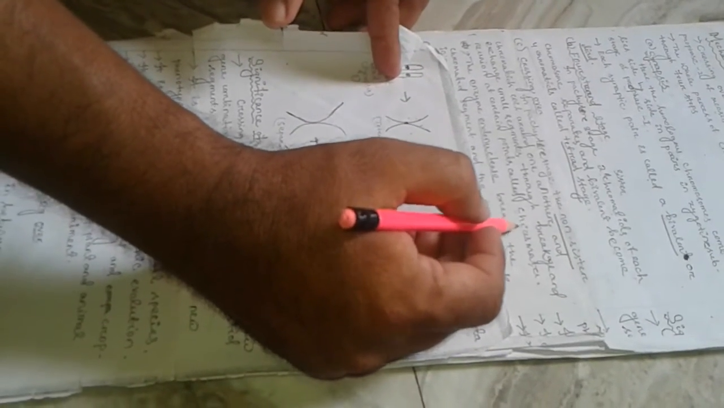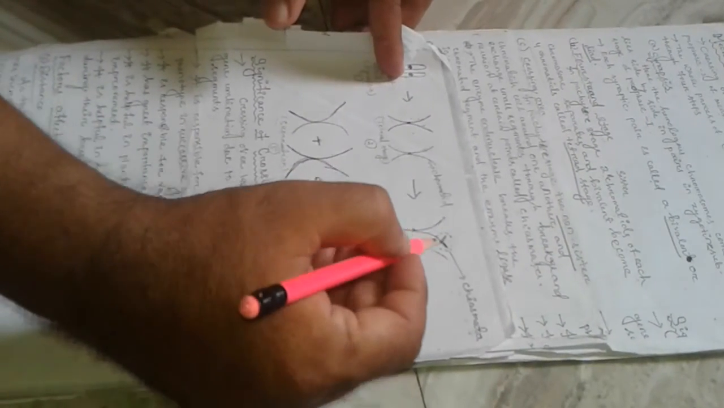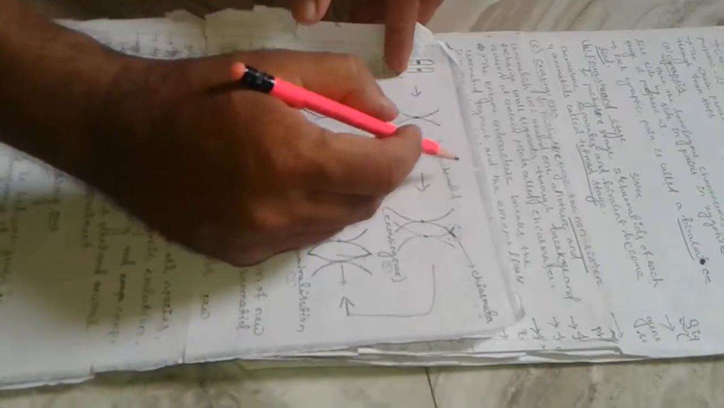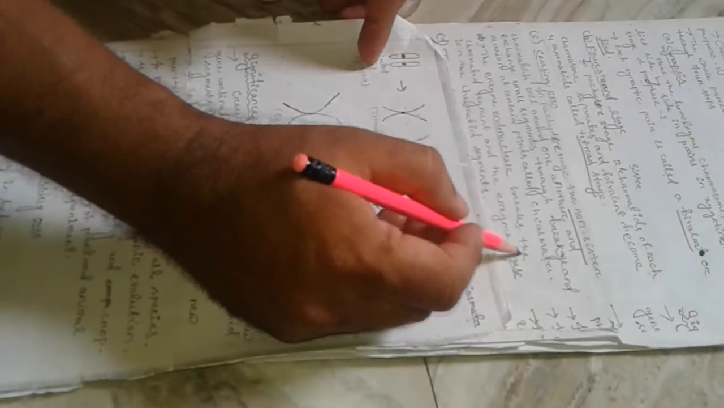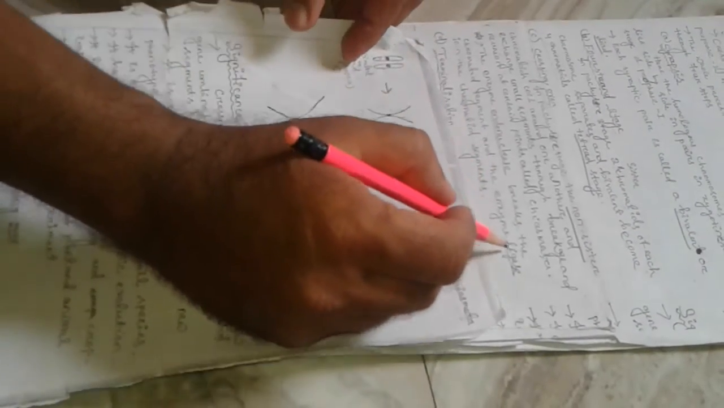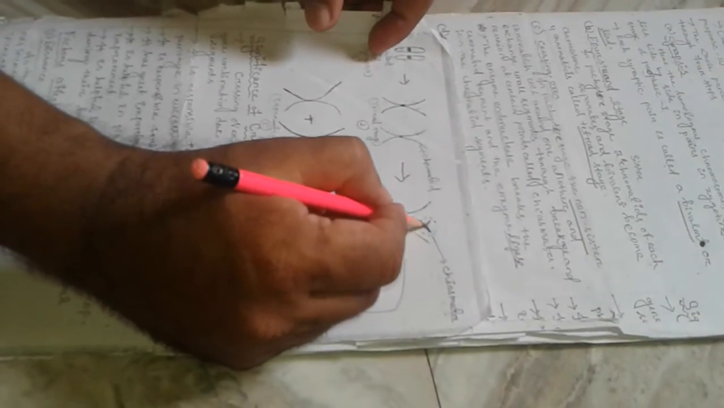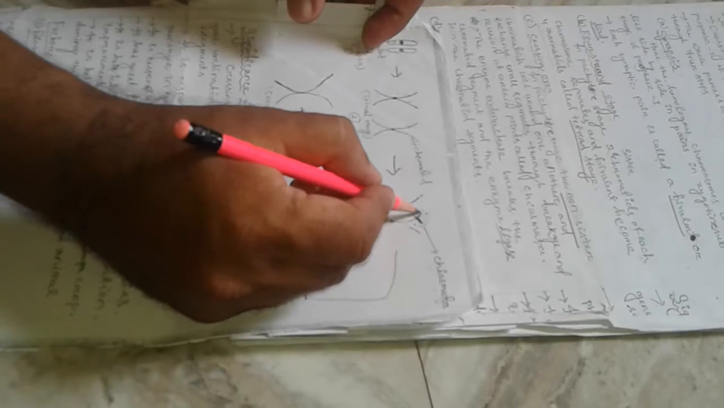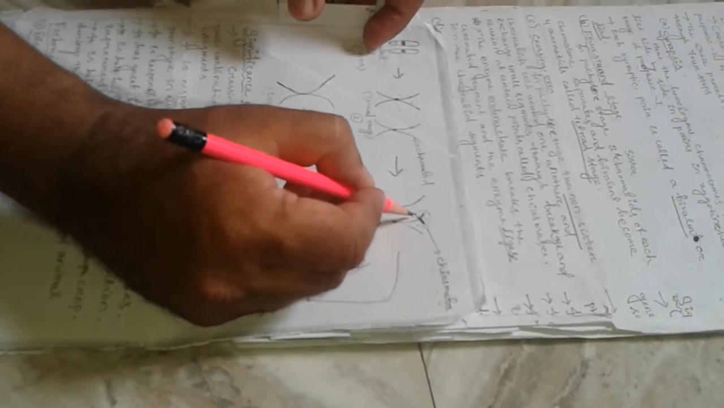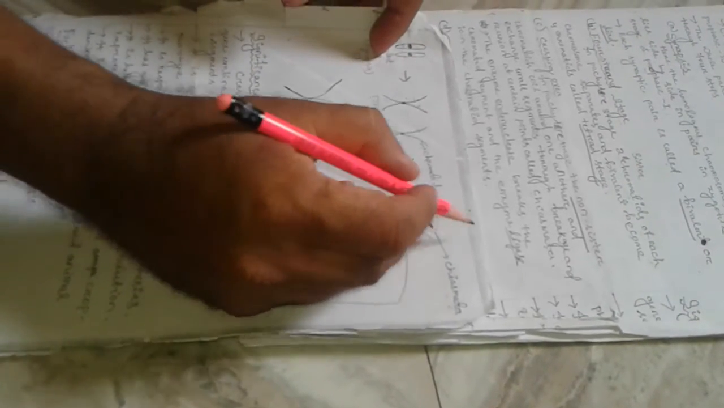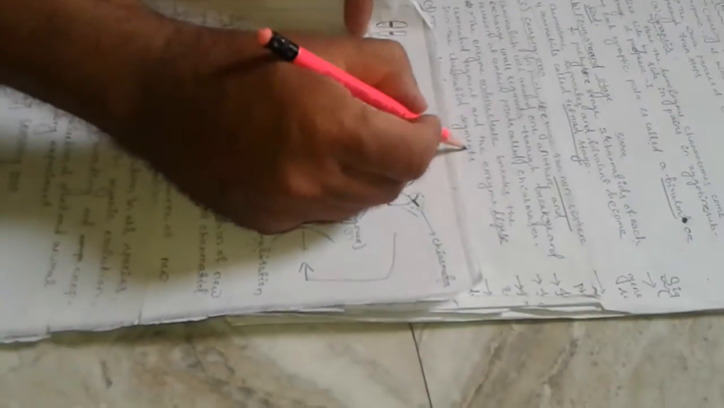So that crossover may occur at one point or more than one point. The enzyme endonuclease breaks the chromatid segment and the enzyme ligase joins the chromatid segments. So endonuclease will break the chromatid segment. After breakage, this segment will join here, this segment will join here. So another enzyme, ligase, will join the chromatid segments.